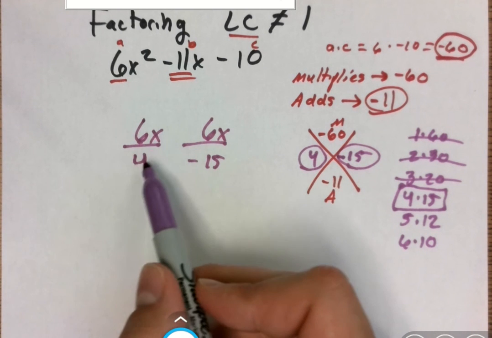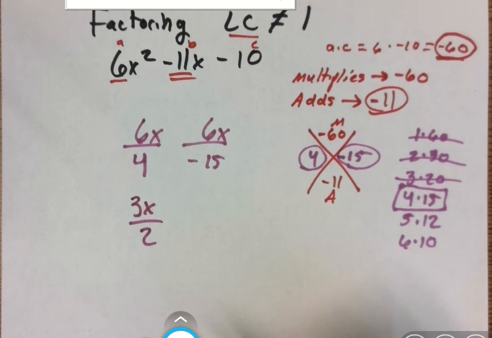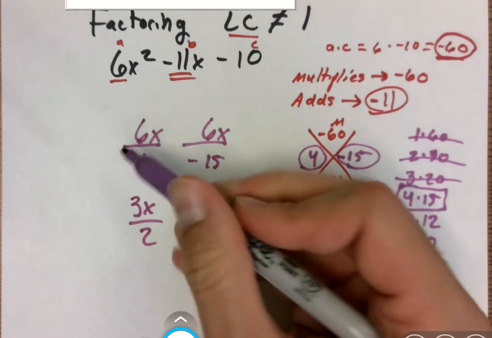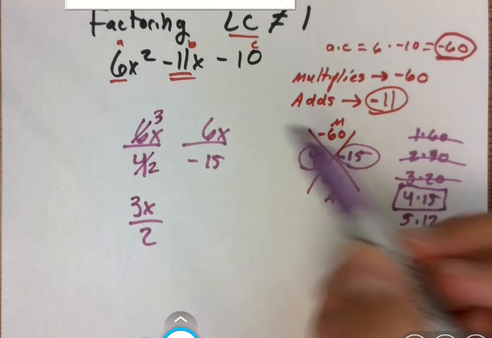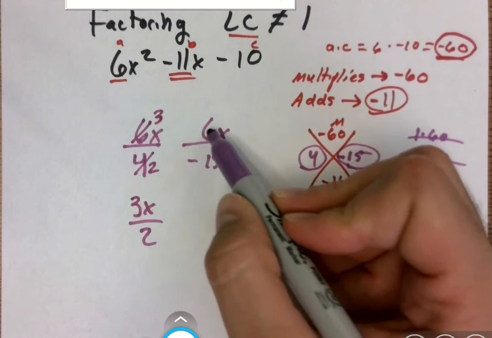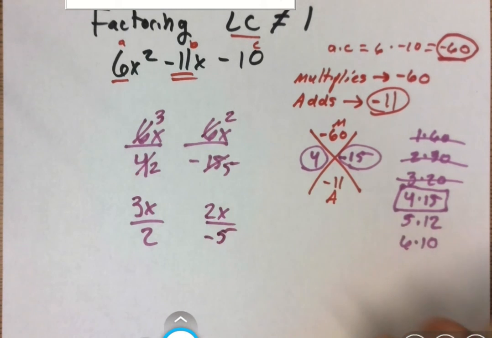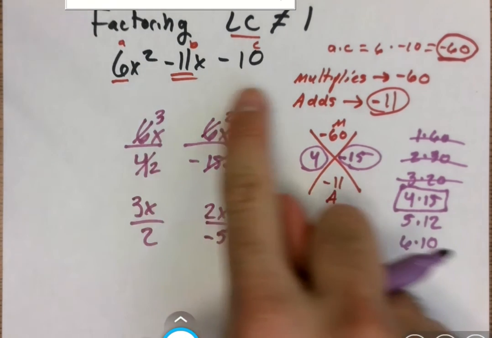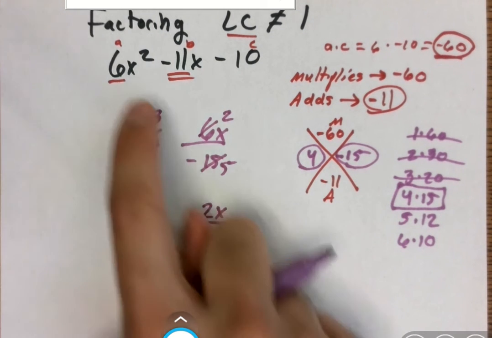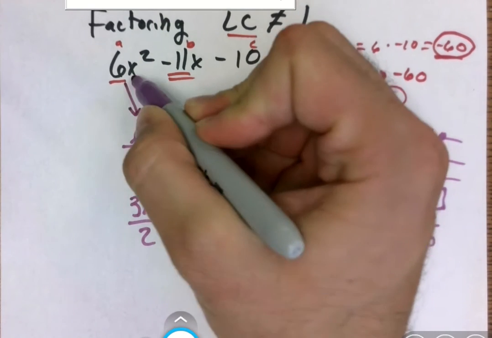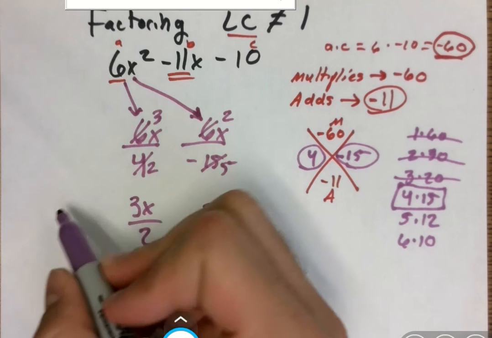And so what we're going to do now is simplify these fractions. So 6 over 4 actually reduces to 3 over 2, or 3x over 2, because 2 goes into 6 three times, and 2 goes into 4 twice. And then 6 over negative 15 simplifies, 3 goes into 6 twice, and goes into 15 five times. So it'd be 2x over negative 5. So these two numbers go on the bottom, 4 and negative 15, and then the A value goes on top. So what goes here is always that A value. In this case, A is 6. That's why I put 6 there. And then we simplify the fraction.